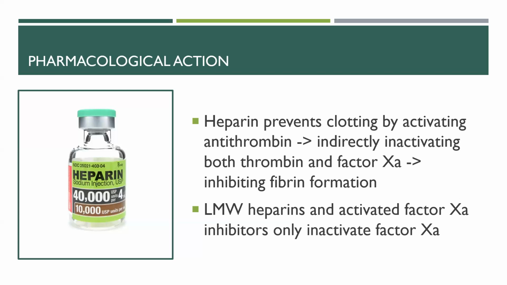Low molecular weight heparins, like our enoxaparin and activated factor XA inhibitors, only inactivate factor XA. So heparin kind of does a few more things. Like I said before, it indirectly inactivates both thrombin and factor XA, while our low molecular weight heparins and activated factor XA inhibitors only inactivate factor XA.